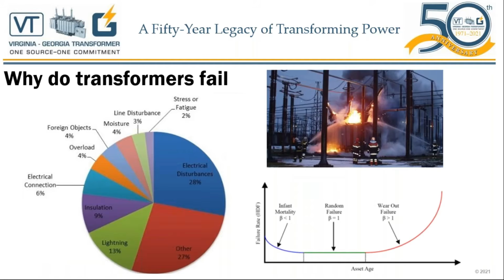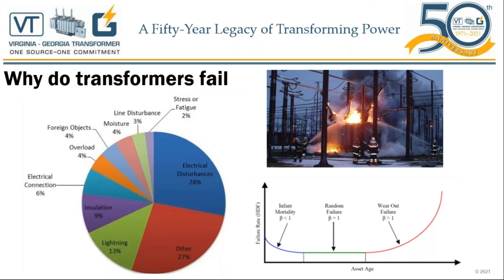Why do transformers fail? This is what we're going to talk about today. However, I want to start with the bathtub curve, as it's called, the curve that you're seeing at the bottom right side of this slide. This is statistical data from our industry that shows the failure mortality of transformers to be slightly higher at the beginning of their life cycle than the random failures during the normal operation cycle of the transformer. And of course, it goes much higher towards the end of the life cycle of a transformer.